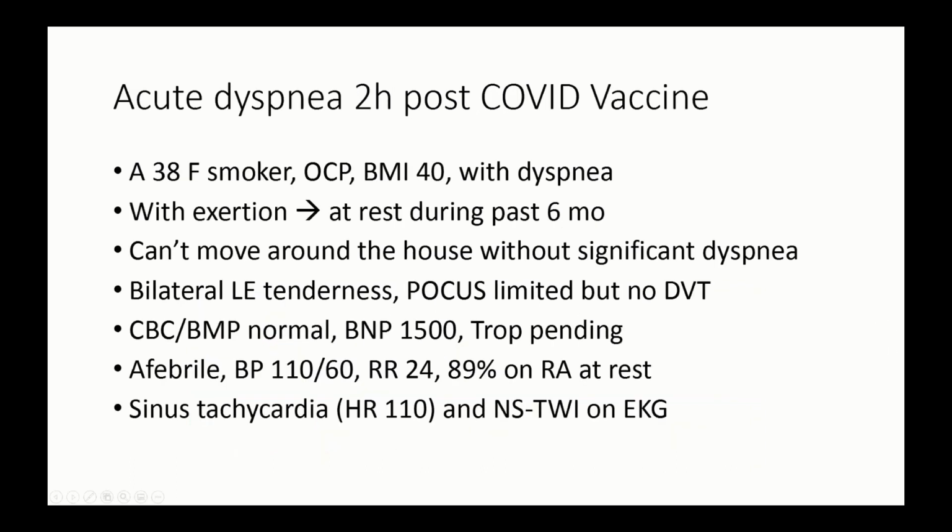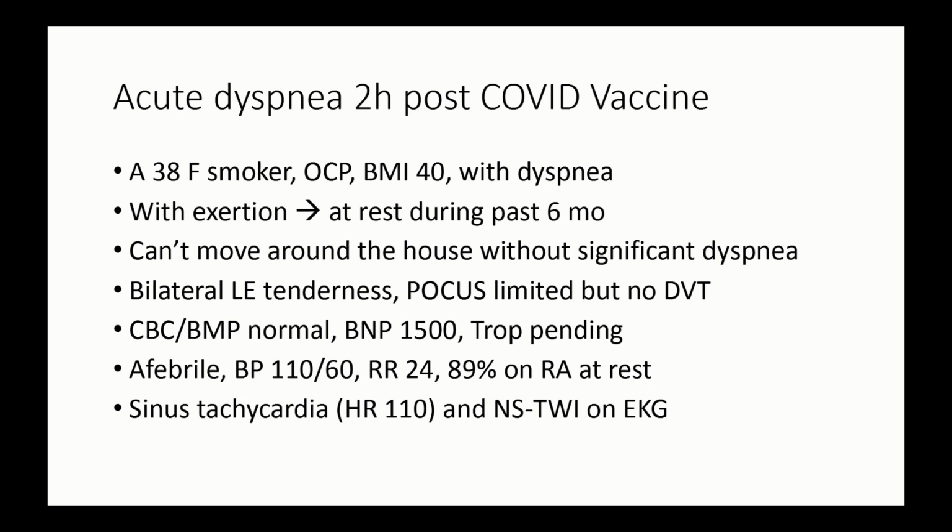All right, I'll start with this case of a young lady, a 38-year-old female smoker on oral contraceptives. She is presenting with dyspnea. The patient is worried because she had a COVID vaccine 2 hours prior to presentation. You managed to get from the patient that the dyspnea has been progressive over a period of 6 months. She noticed it first with exertion, but now it's with rest. Actually, the patient says she can't move around her 1-story house without having severe dyspnea.